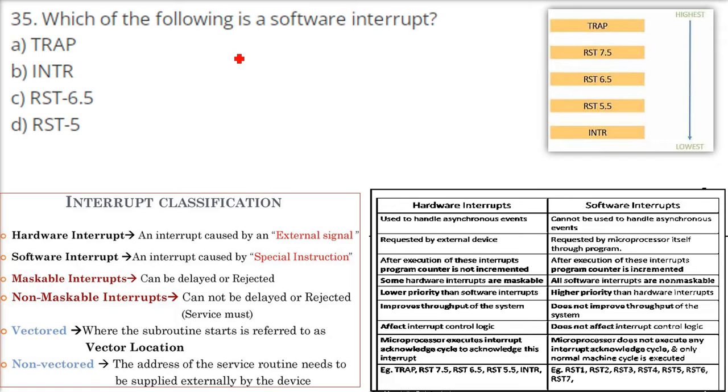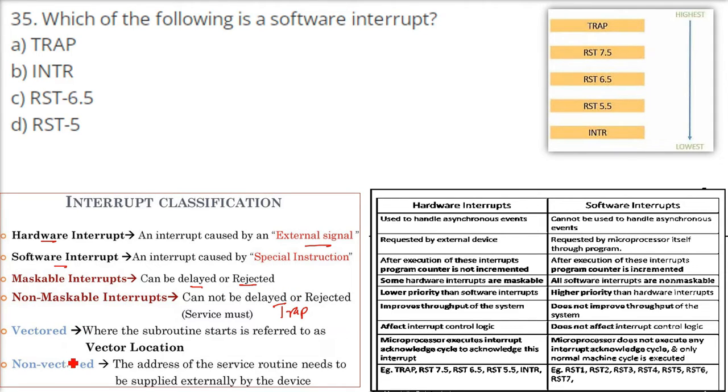Which of the following is a software interrupt? There are two types of interrupt: hardware interrupt and software interrupt. A hardware interrupt comes from an external signal, that is, some hardware is giving the interrupt. A software interrupt is a special instruction which comes up as a result of the software, the language, or the program itself. Certain maskable interrupts can be delayed, rejected or ignored. Certain non-maskable interrupts cannot be delayed or rejected. Trap is a non-maskable interrupt, others are maskable.